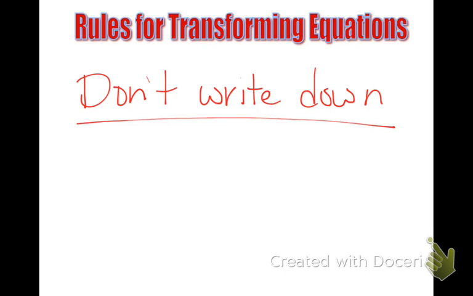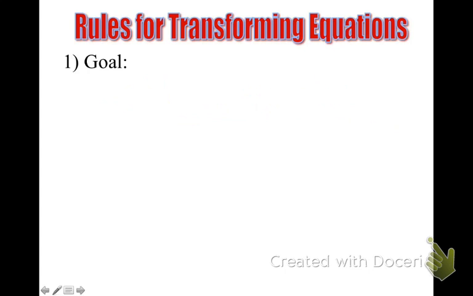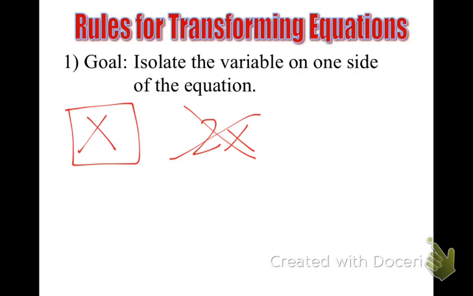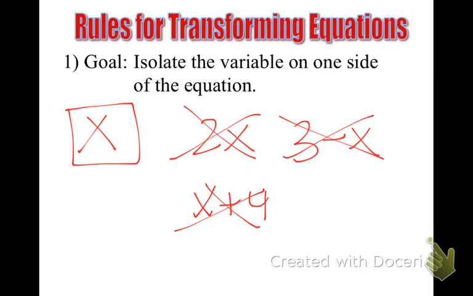Please don't write it down. Remember, our goal. What is our goal? Our goal is to always isolate the variable. We have to get it on one side. So I need x all by itself. 2x is wrong. 3 minus x, wrong. X plus 4, wrong. X divided by 5, wrong. We need x all by itself.